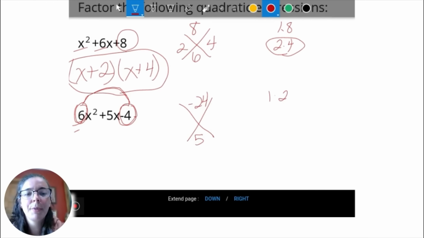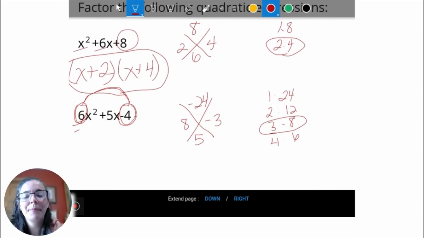So factors of 24 are 1 times 24, 2 times 12, 3 times 8, 4 times 6. The only one that has a difference of 5 is 3 and 8. So I need it to add to a positive 5, so I need the 8 to be positive, and then the 3 can be negative. So what that allows me to do is split the middle.